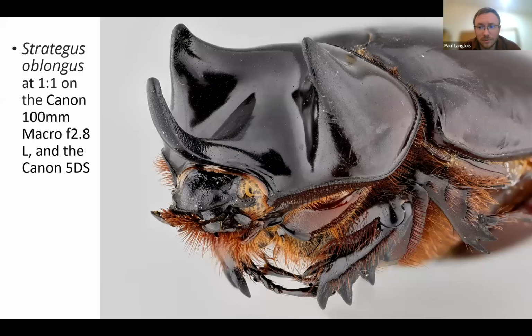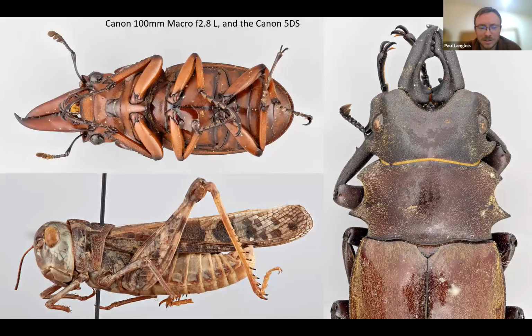Here's an example of a rhinoceros beetle taken with this 100mm macro lens. This is at 1:1 magnification, so the highest magnification for that specific lens. And you can see just the resolving power of the surface details on the pronotum there, as well as the hairs. We're able to get very sharp images, especially when we do stacking. Here are just some other large specimens taken with the 100mm macro and 5DS.